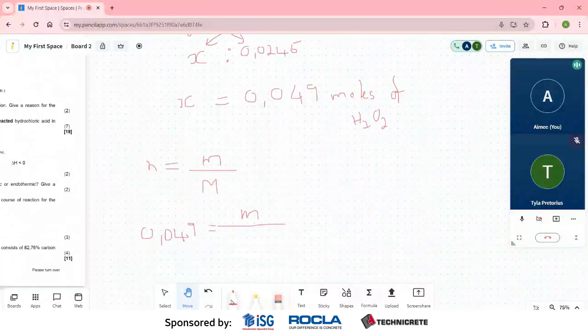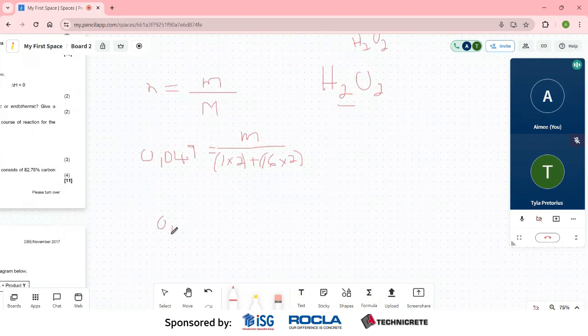So what is the formula for hydrogen peroxide? It's H2O2. So we plug in. Hydrogen relative atomic mass is 1, but we have 2 of them, so we say times 2, plus relative atomic mass for oxygen is 16, but we have 2, so we multiply by 2. So 0.049 is equal to mass over 2 plus 32, which is 34.